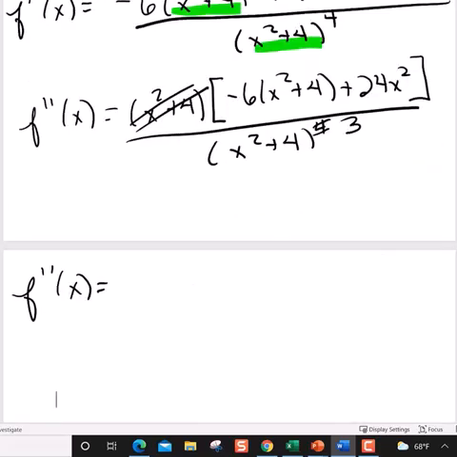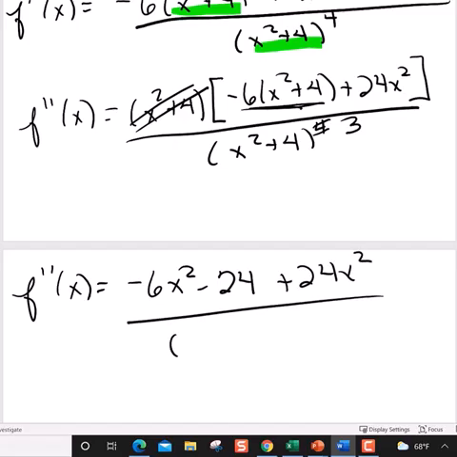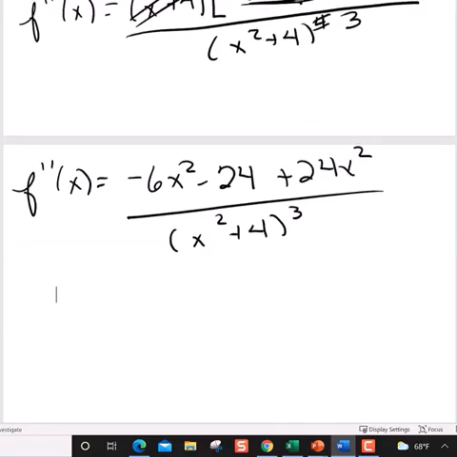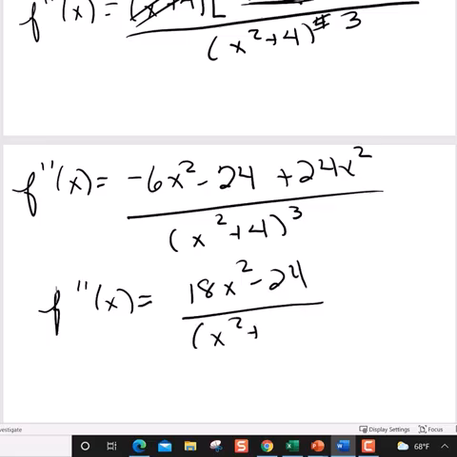So what's left now? I have this −6 I can multiply out. I have −6x² − 24 + 24x², over (x² + 4)^3. I can combine the −6x² with the 24x², so f double prime of x. 24 minus 6 gives me 18x² − 24, over (x² + 4)^3.